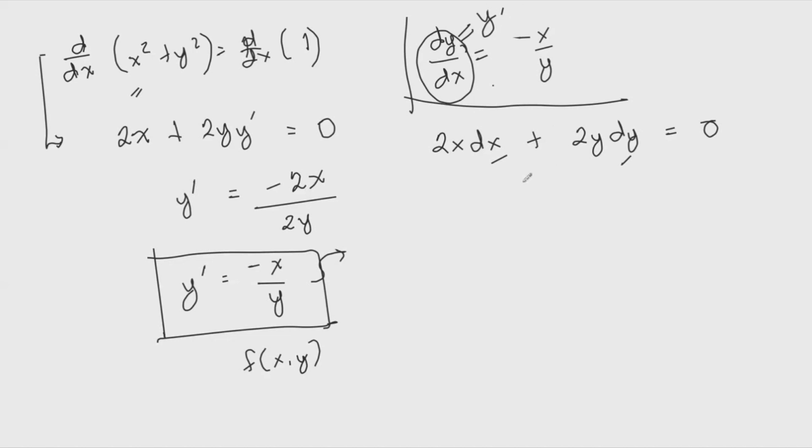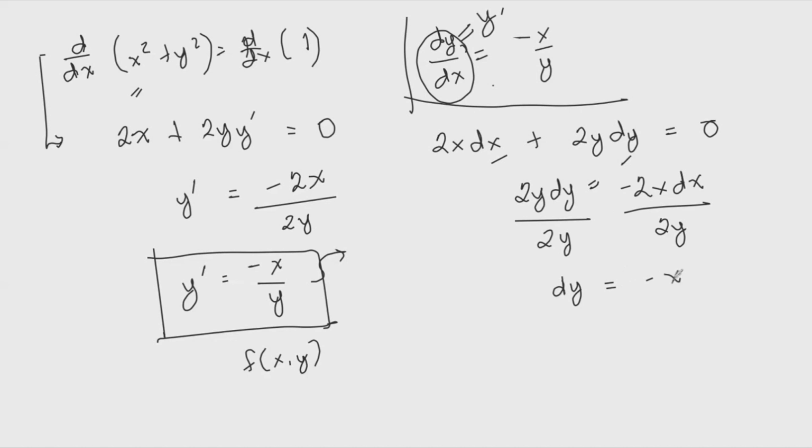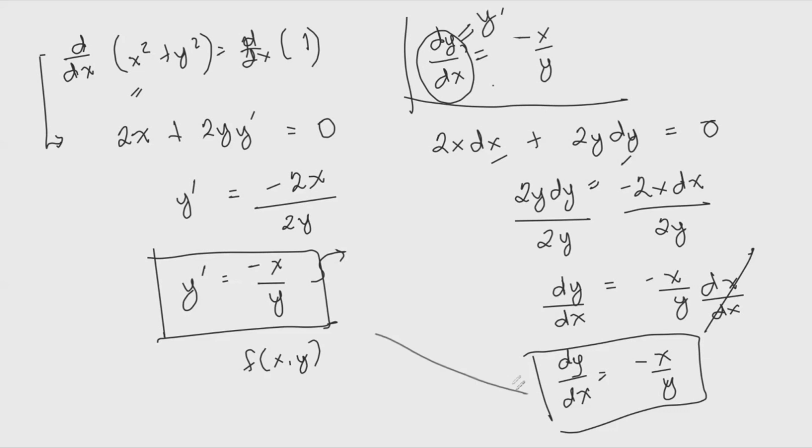So in that case, I'll be taking this 2x over dx to the right side, and so that I will have dy over dx, I'll be dividing both sides by 2y. So in this case, I have dy that is equal to negative x over y and then dx. But since I need dy over dx, I'll be dividing both sides by dx. And that way we can cancel this, and then we're left with the same answer, dy over dx is equal to negative x over y. So these two are the same.